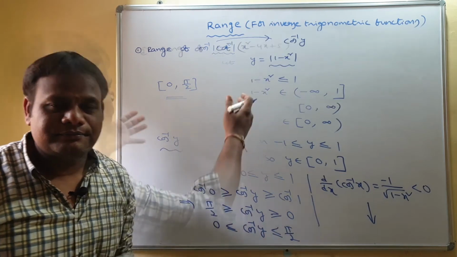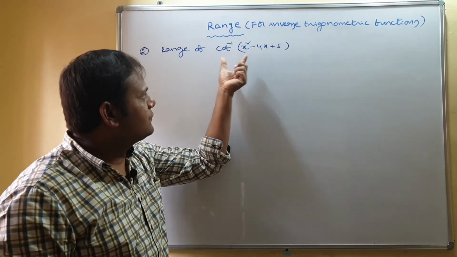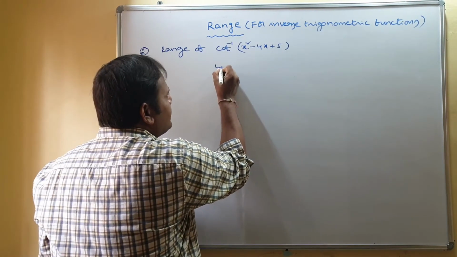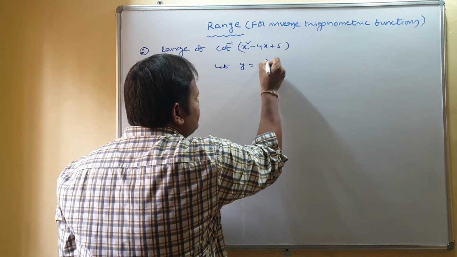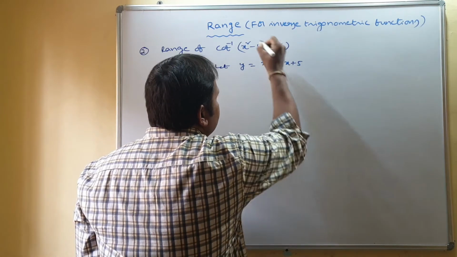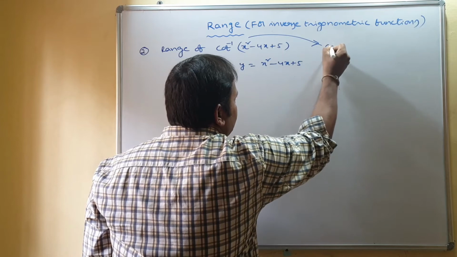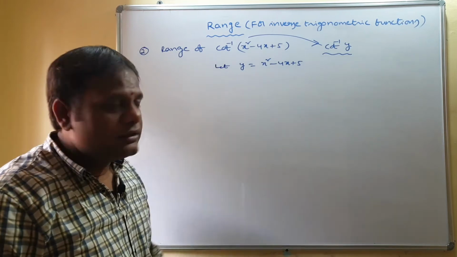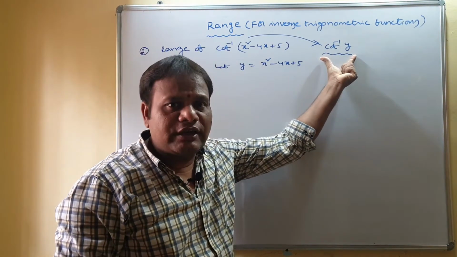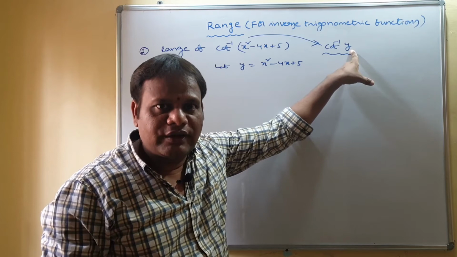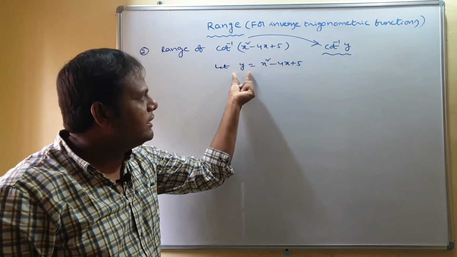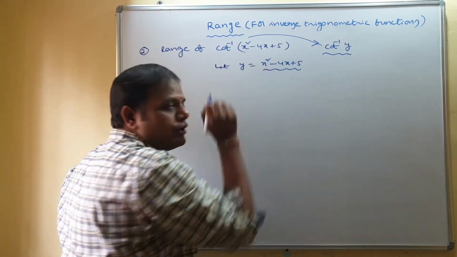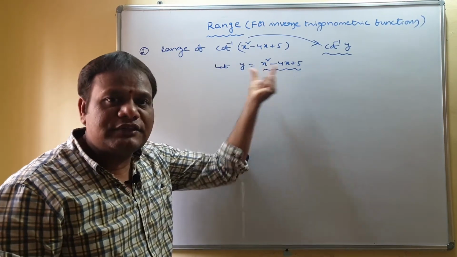Is it clear? Now we have to find the range of cot inverse of x square minus 4x plus 5. So now I will take y equal to x square minus 4x plus 5. Then the given function becomes cot inverse y. So we have to find the range of cot inverse y. To find the range of cot inverse y, you should know the values of y. So first we find all the values of y. So y is a quadratic, right? So here you have to find the range of this quadratic.